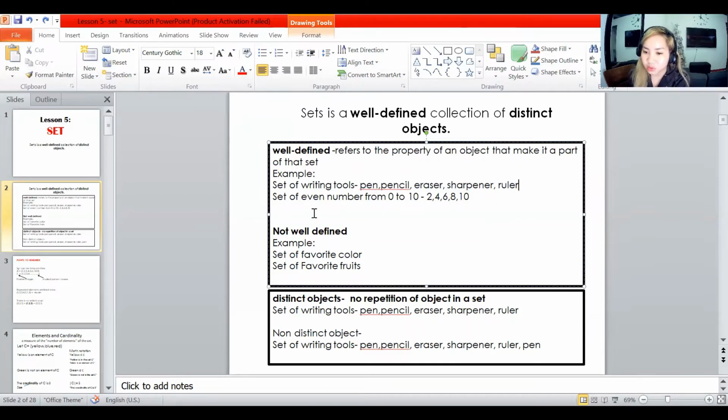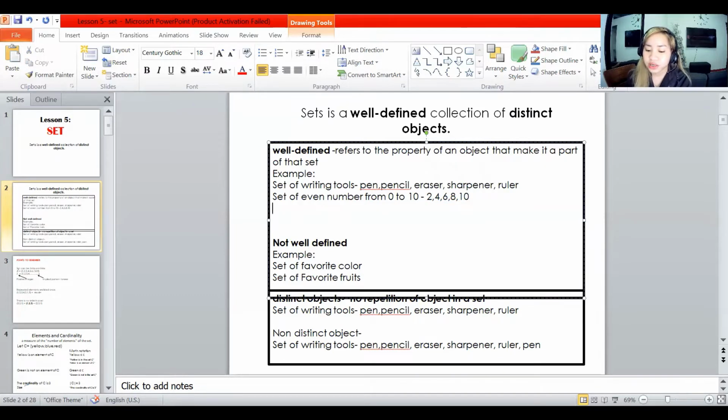Another example, we have set of even numbers from 0 to 10. Yan. So, alam niyo na po yung even numbers and odd numbers. So, sabi diyan, even numbers from 0 to 10. So, yung elements natin is 2, 4, 6, 8, 10.